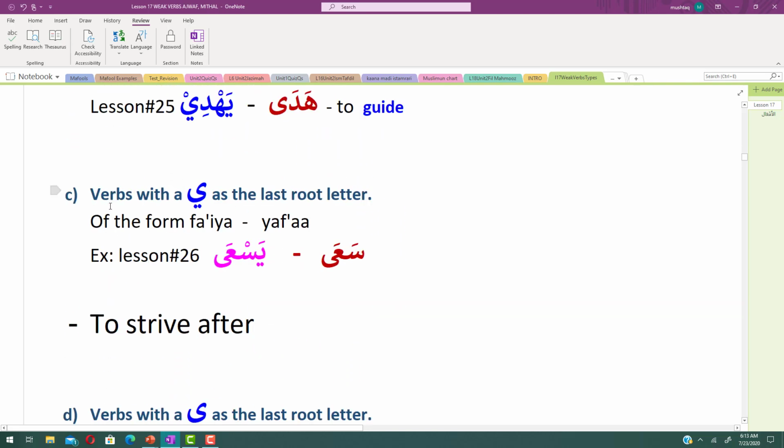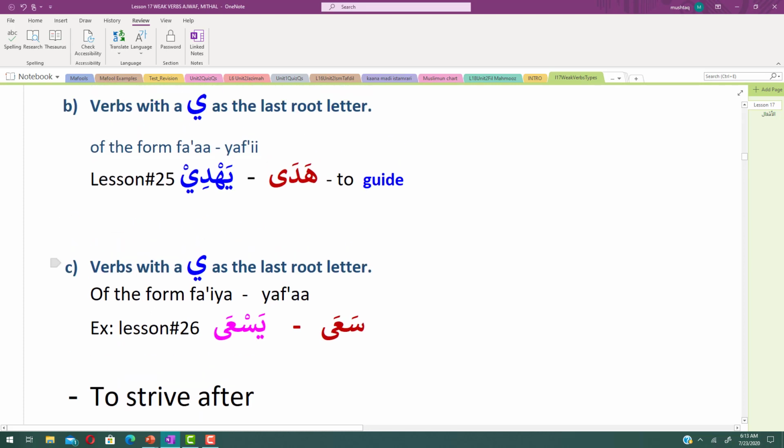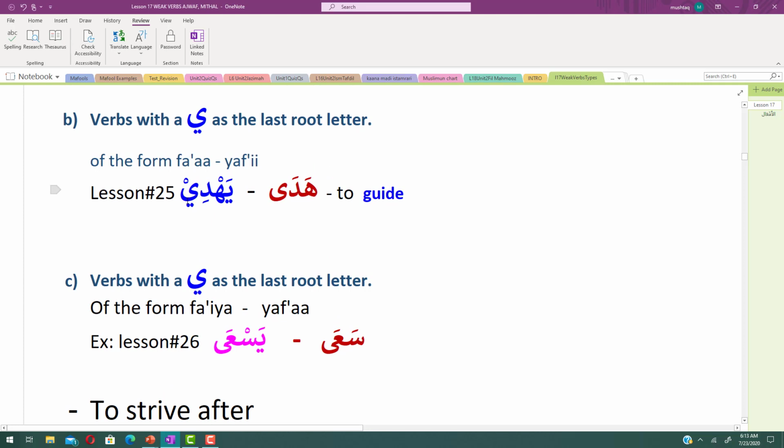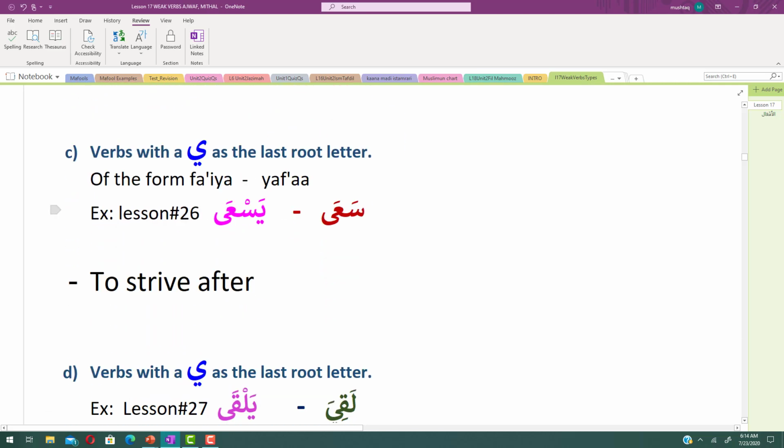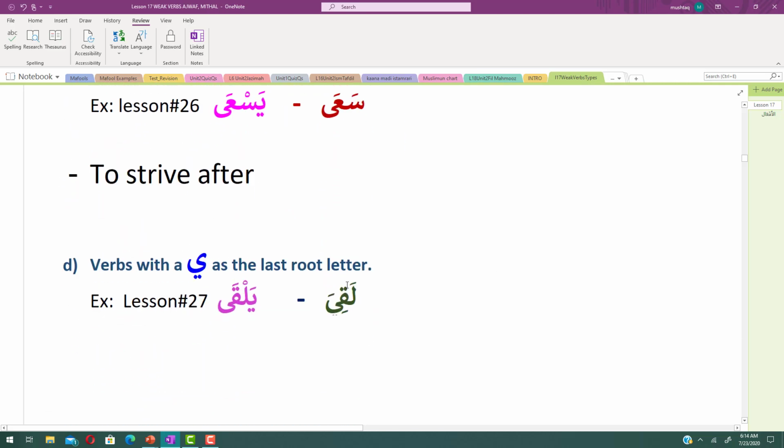The third type is verbs with a ya as the last root letter. For example, sa'a, yas'a. This you'll learn in detail in lesson 26, which means to strive after. Notice that for hada, the mudare is yahdi, and for sa'a, the mudare is yas'a. Different mudare. The fourth type is verbs with a ya as the last root letter. For example, laqiya, yalqa. This you'll learn in detail in lesson 27. Laqiya is the madi and yalqa is the mudare, which is similar to yas'a.